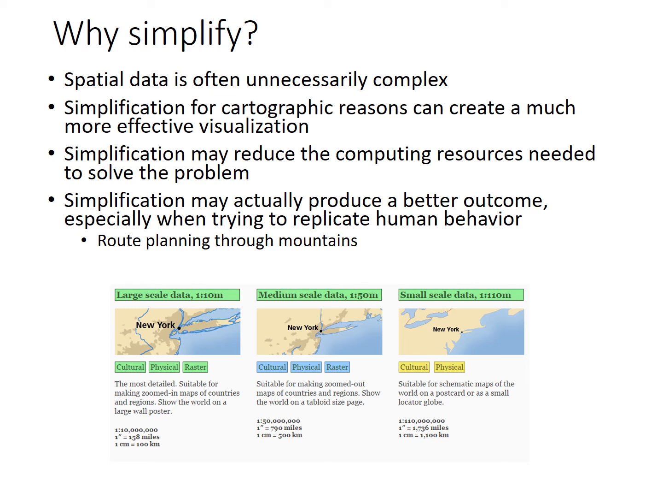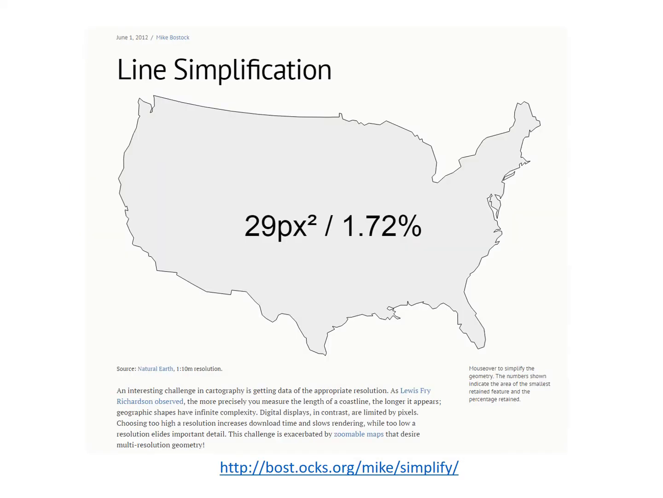Simplification may actually produce better outcomes, especially when trying to replicate human behavior. If you're trying to, for instance, model the route that human beings might take through mountainous terrain, it turns out that using the highest fidelity elevation model doesn't actually replicate the way that humans think about their environment, because humans' perceptual filters smooth out the environment. So if you want to model the way humans do it, maybe simplification actually gets you closer. This is the URL if you're interested in taking a look at Mike Bostock's map and simplification algorithm.